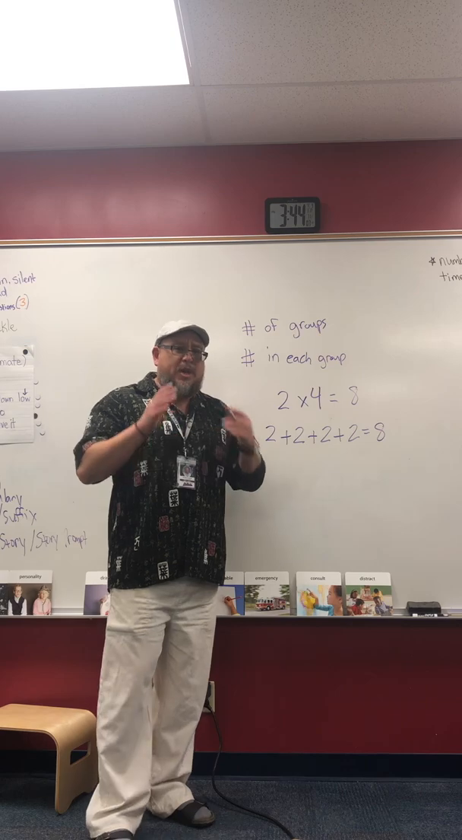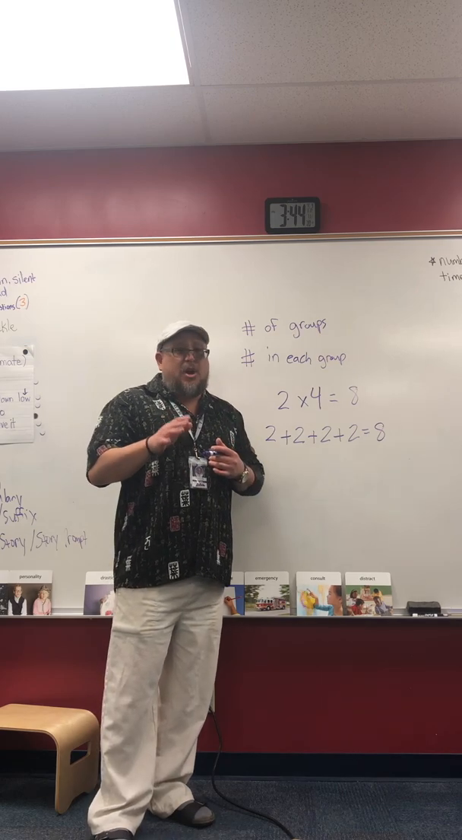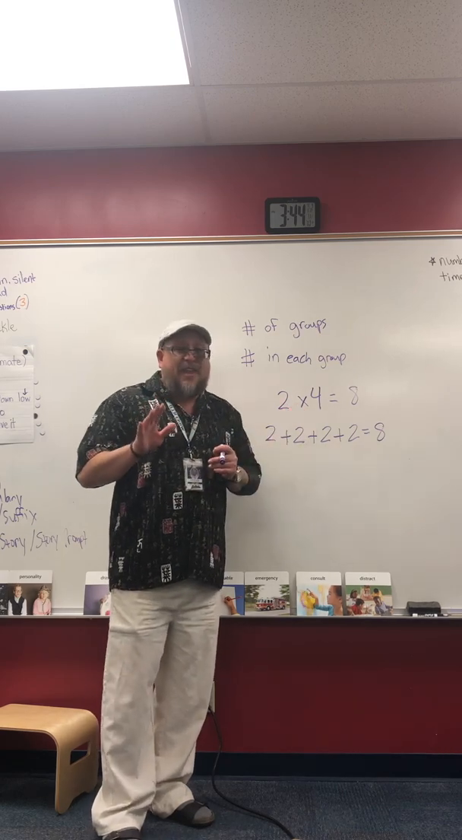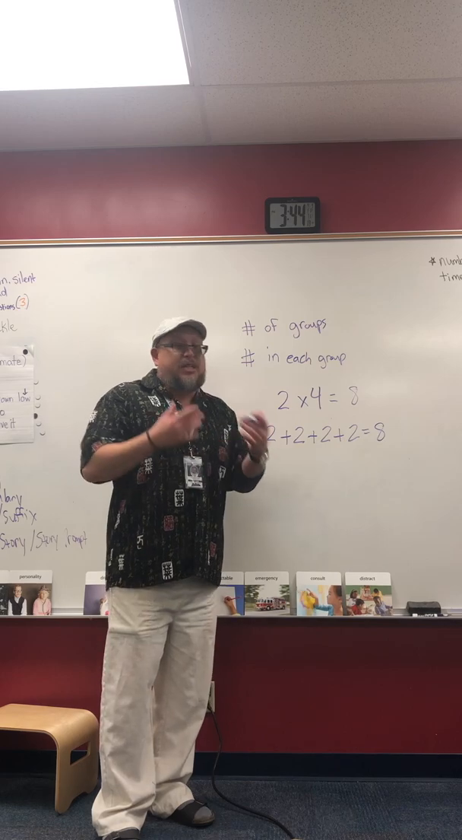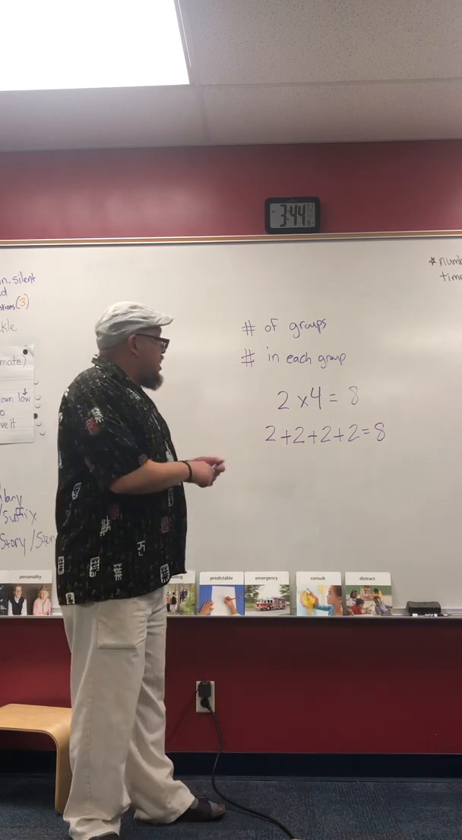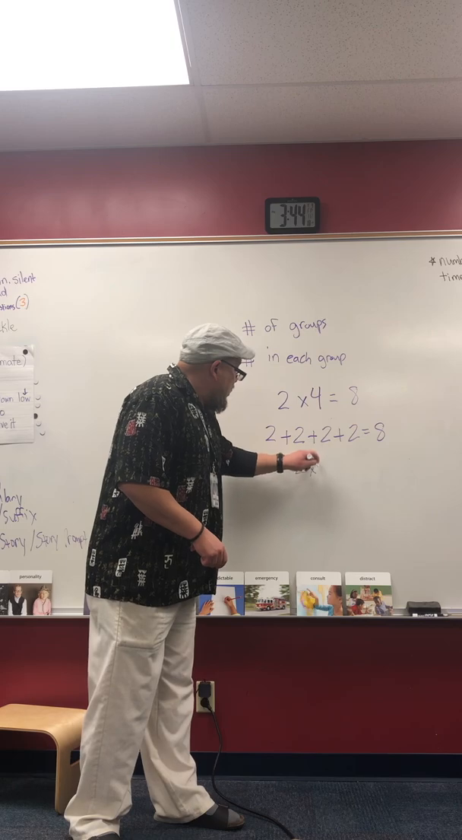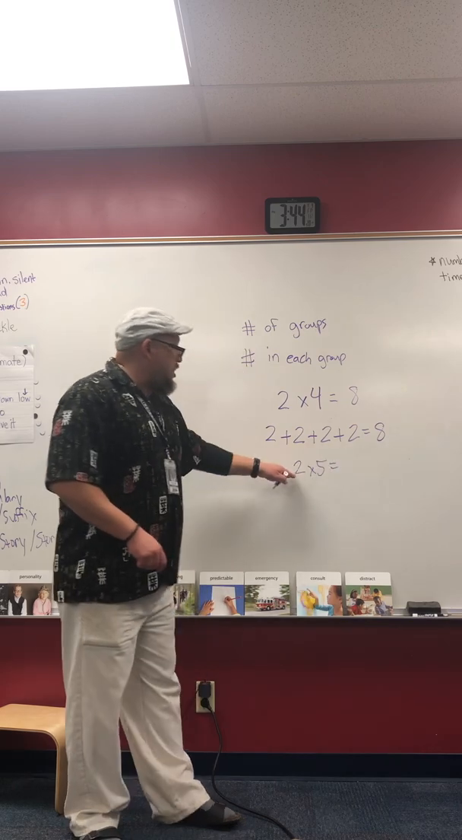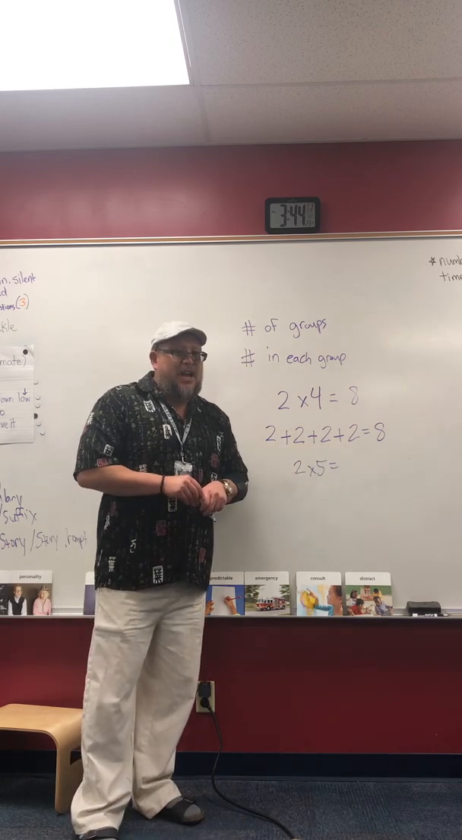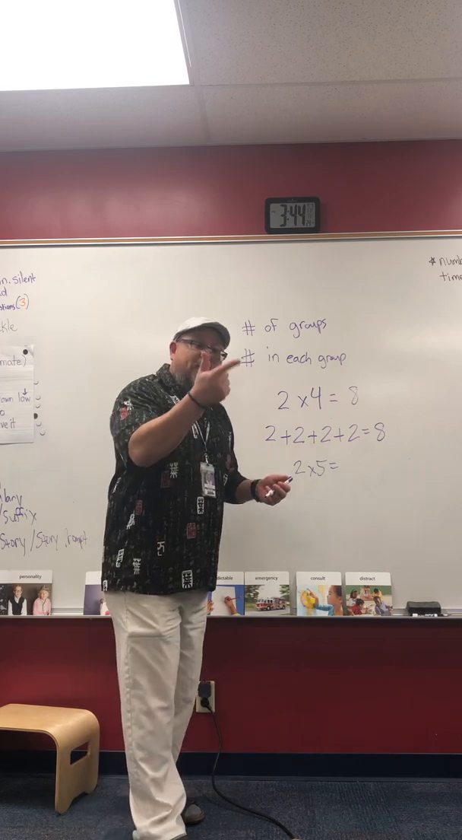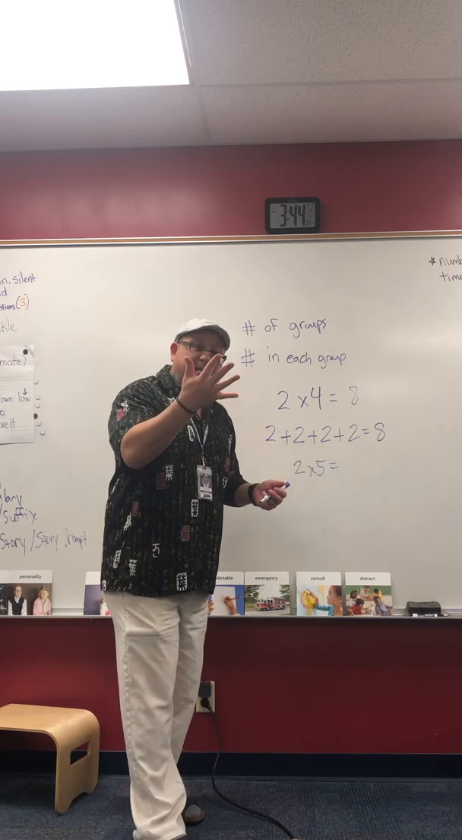Also, when we're working on multiplication, it's best to start your children with 2s and 5s because those are the easiest to skip count because they already learned that in previous grades. For instance, if we wanted to do 2 times 5, they know they could skip count by 2 five times. They can use their fingers. 2, 4, 6, 8, 10.